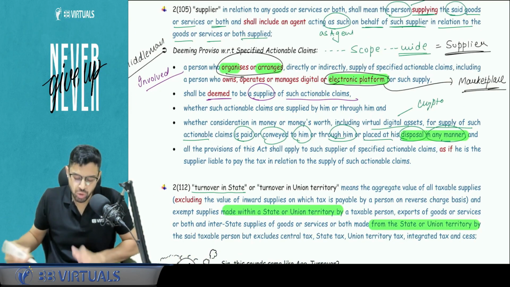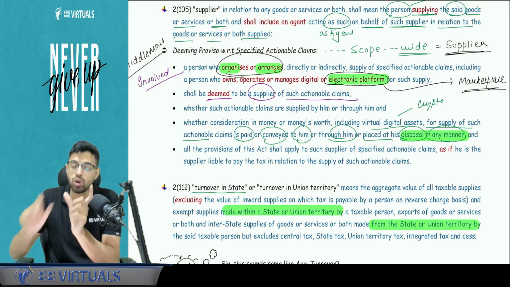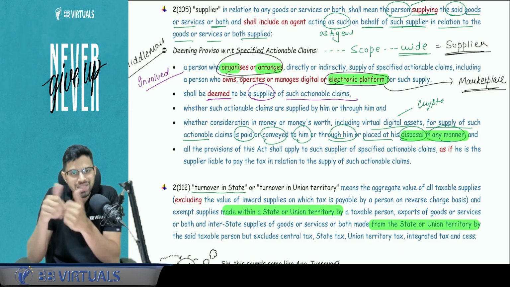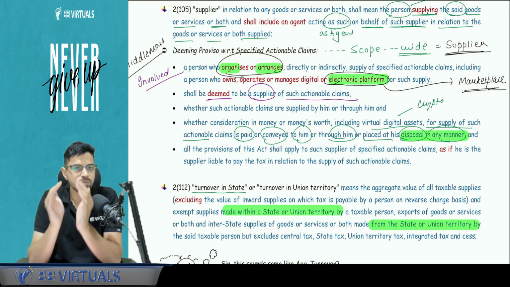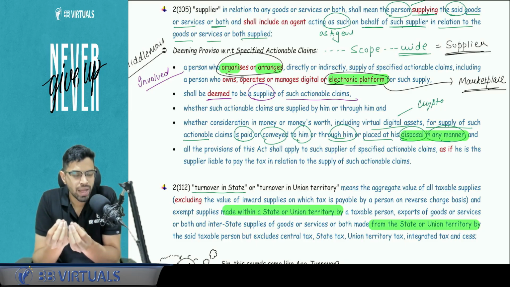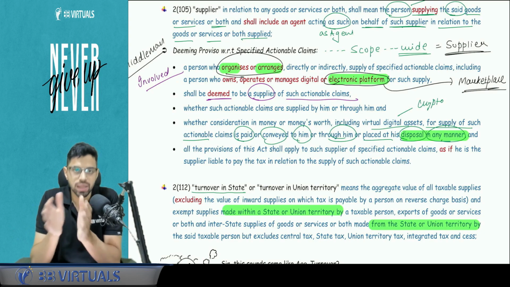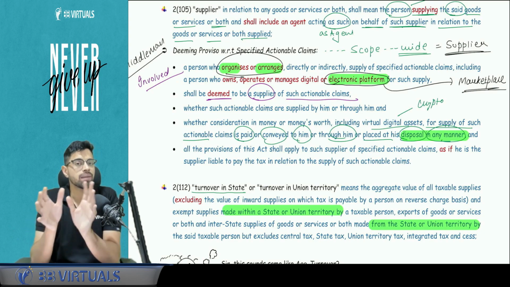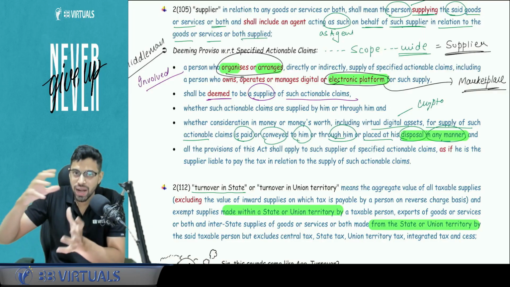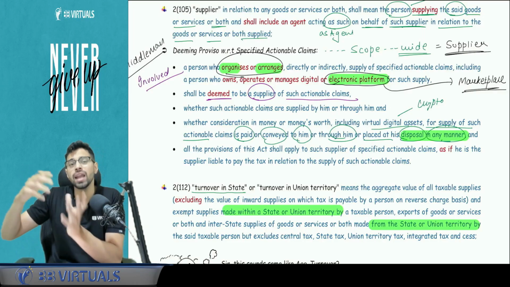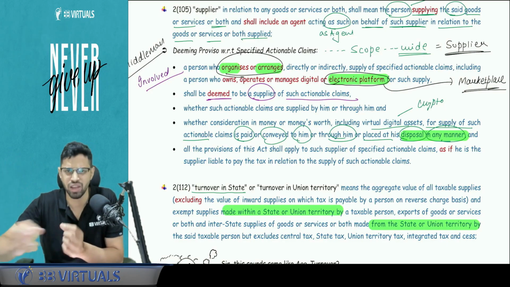So there is a deeming proviso with respect to specified actionable claims. What is this deeming proviso? What is the meaning of deem? Deem means you are stating something which is actually not in reality, so you are assuming something. With respect to specified actionable claims, the law tries to increase the scope of the meaning of supplier. These specified actionable claims are generally traded and dealt with on electronic platforms, for example betting sites like Bet365 and Dream11.